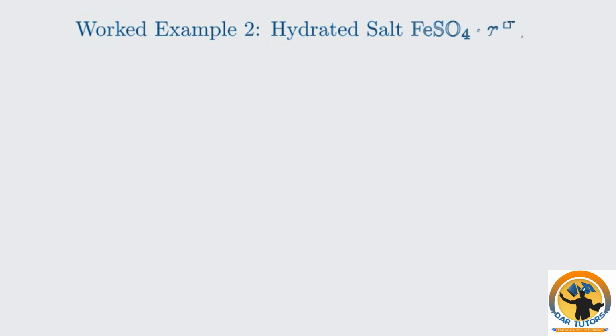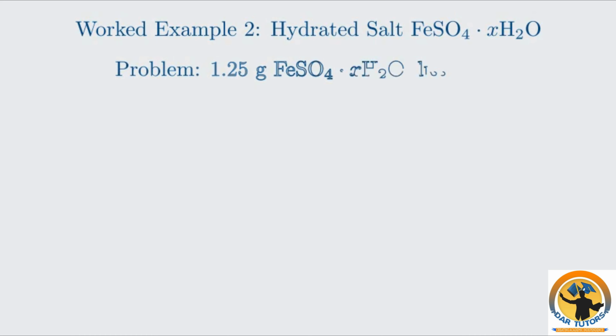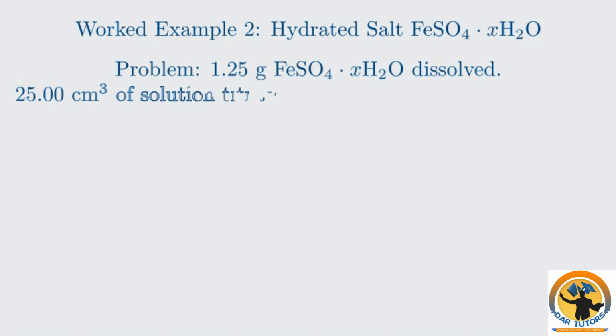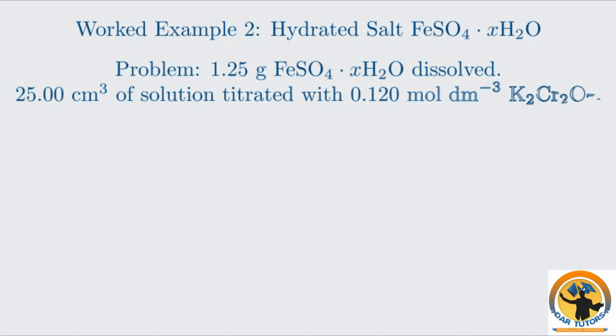Here is our second worked example. This time, we are asked to determine the value of x, which represents the number of water molecules of crystallization in a hydrated iron(II) sulfate salt. In this problem, 1.25 grams of the hydrated salt are dissolved, and a 25.00 cm3 portion of the resulting solution is titrated with 0.12 molar potassium dichromate solution. The titration required exactly 17.50 cm3 of the dichromate solution.